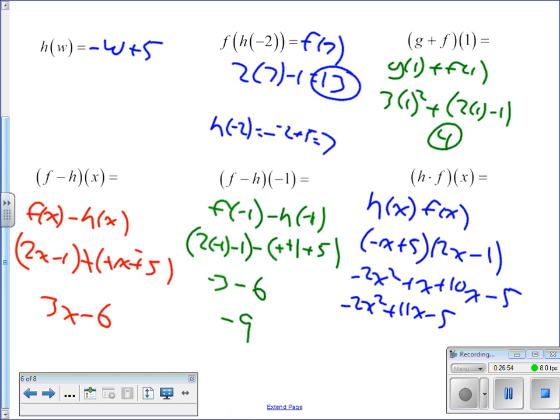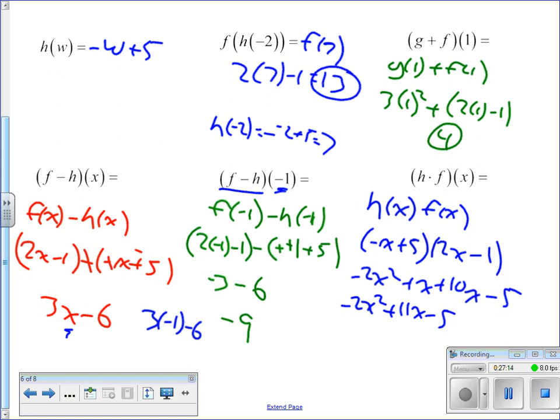You could, because you know what f minus h is. f minus h of x is 3x minus 1. You could take this negative 1 and put it in here, and you get 3 times negative 1 minus 6, which is what? Negative 9. So you could do that.